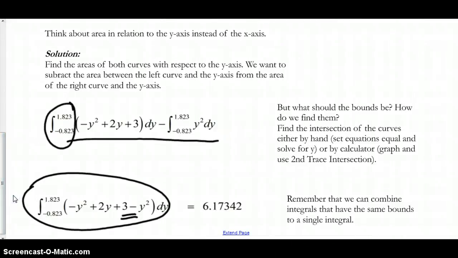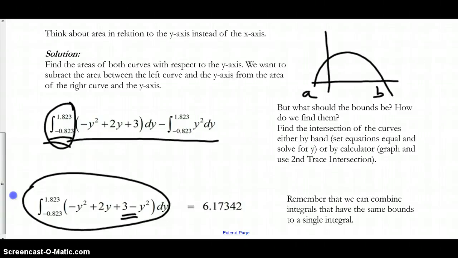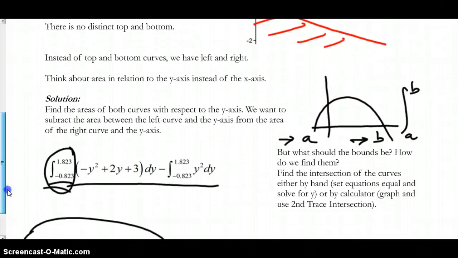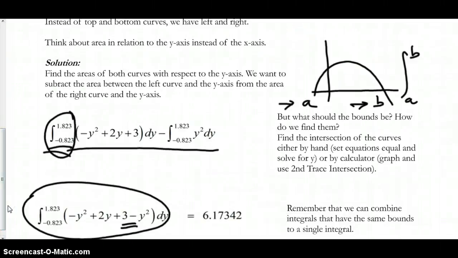Since we're integrating with respect to y, our bounds also need to be with respect to y. Similarly to how we find our bounds when finding area under curves on the x-axis, we usually start with the left-hand side and move to the right, so our integral would be from a to b, where a is smaller than b. Look back at this graph, tip your head to the right. We're going to take the smaller y value first, and then go to our bigger y value. So that's why the integral goes from negative 0.823 to 1.823.